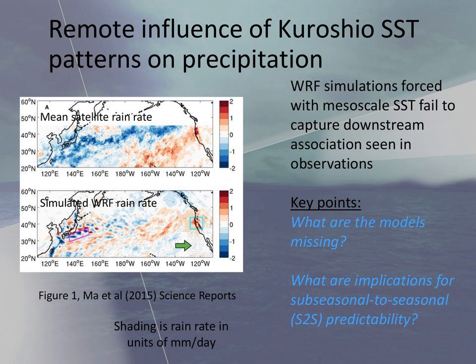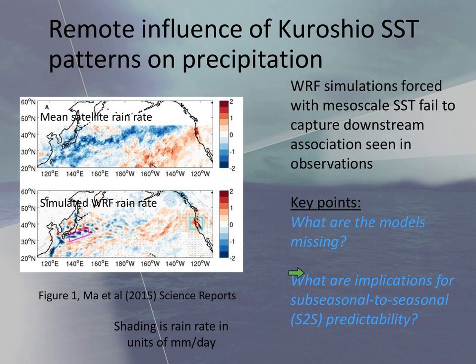And so that raises a host of questions, which I won't necessarily get into here, but the key point I want to make is, what are the models missing from this? Is it something the models are not doing correctly? Are we missing feedback? This model simulation was an atmospheric-only simulation, so it misses feedbacks between the atmospheric circulation and the SST field. So that might be something that's important to think about here.